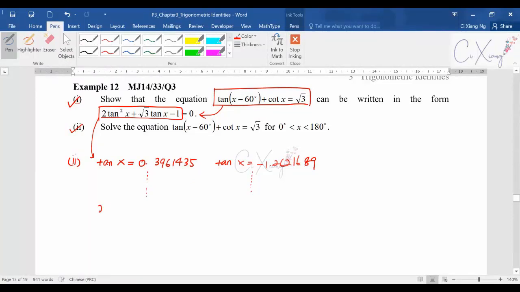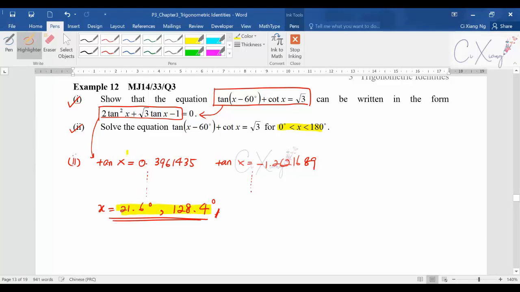The final answer for this should be x equals 21.6 degrees, and also another one is 128.4, because they want your final answer to be between the first two quadrants only. So this is the answer for part B. Part 1 proving, part 2 solving.